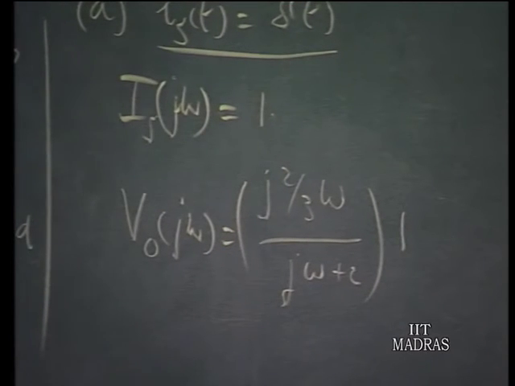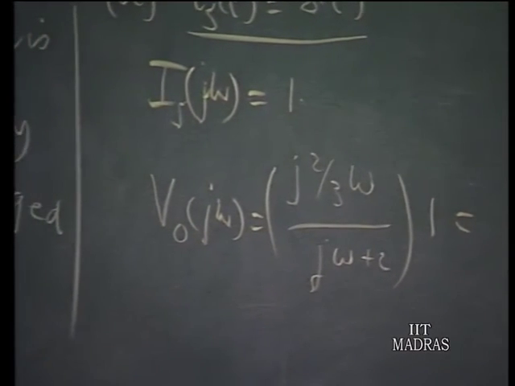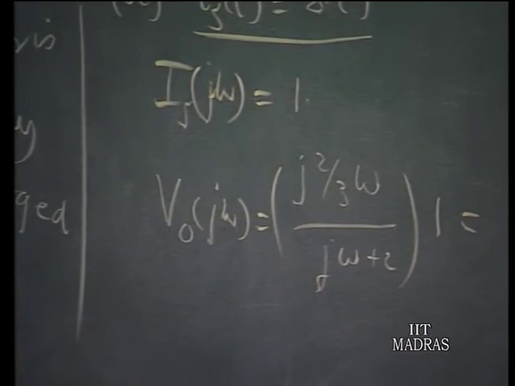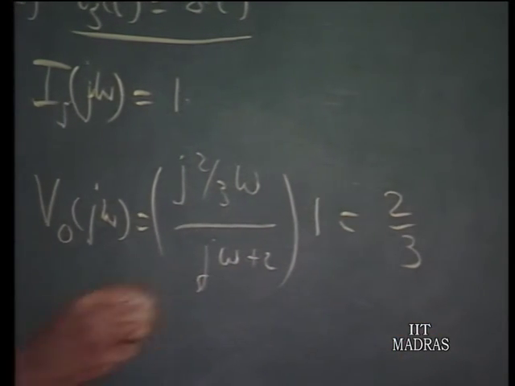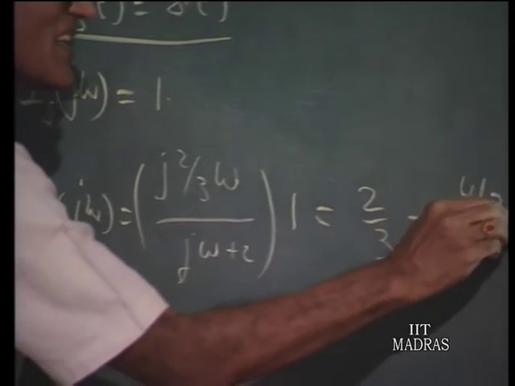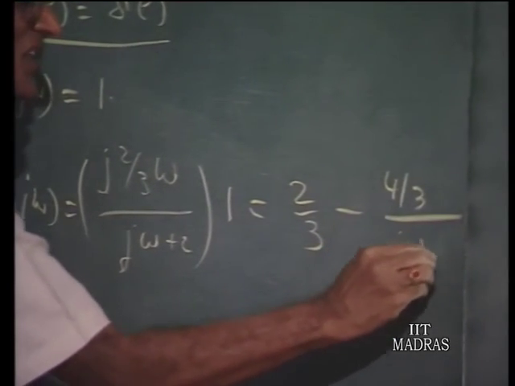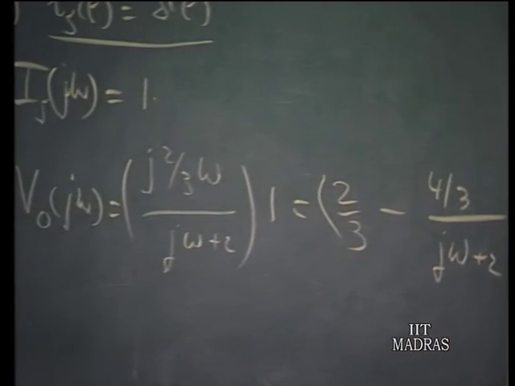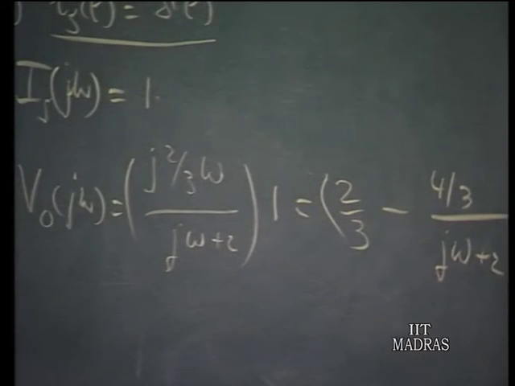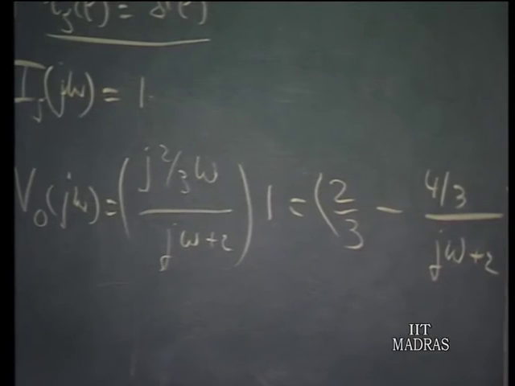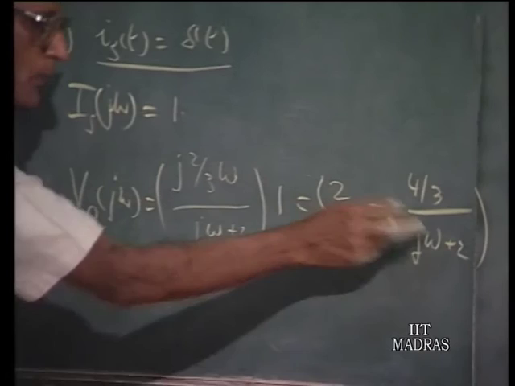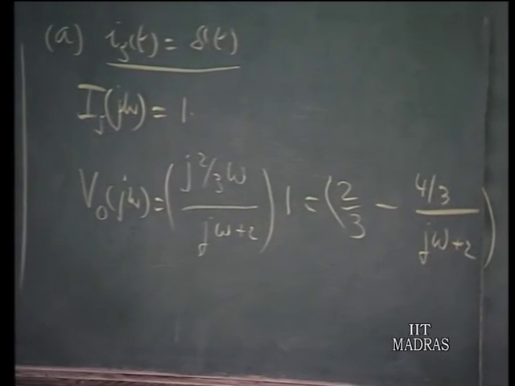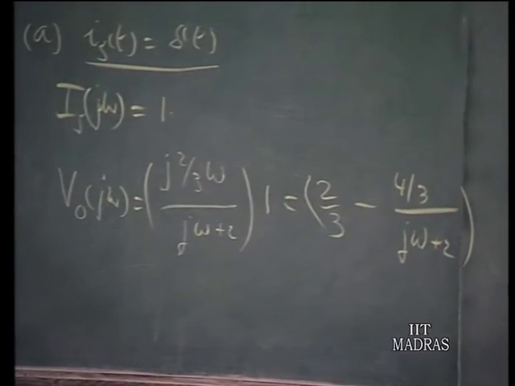Now I have a function like this, I must find out the inverse Fourier transform. So, I must put this in a recognizable form. So, this I can write as 2 upon 3 minus 4 upon 3 over j omega plus 2. This is what we will call a partial fraction expansion. We will talk about this in greater detail when you go to Laplace transform, but you can easily see that this is equivalent to this. I try to break this up into two parts, each of which can be recognized to be the Fourier transform of known functions. That is the general idea.